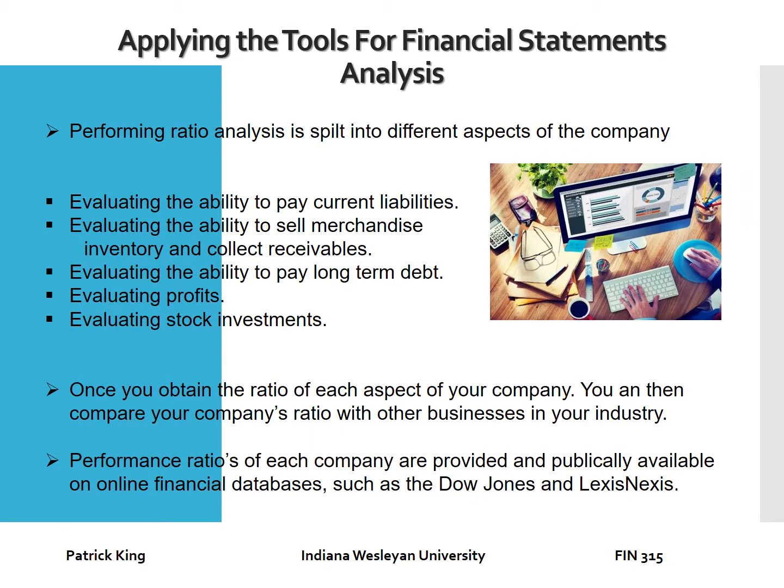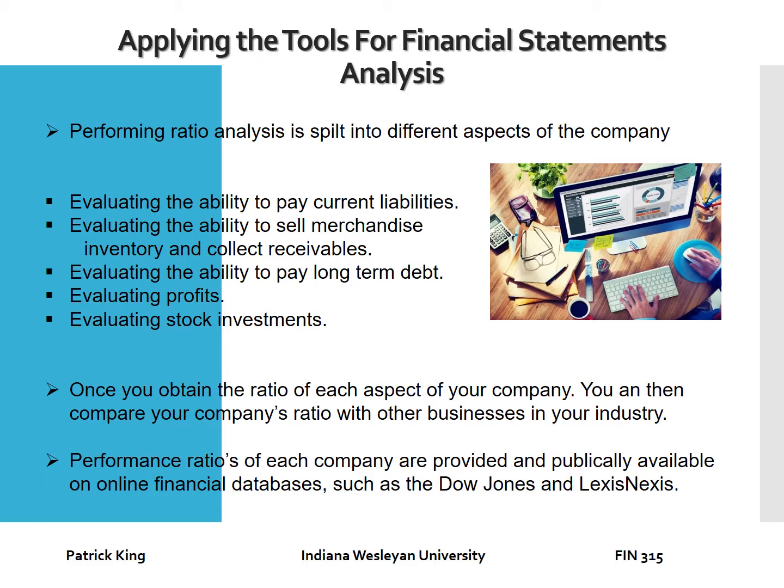Last tool, and the most important tool, is performing the ratio analysis for the company. This is split into different aspects of the company to get different ratios. First one is evaluating the ability to pay current liabilities. Second is evaluating the ability to sell merchandise inventory and collect receivables. Next is evaluating the ability to pay long-term debt. Then you will evaluate your profits and evaluate stock investments.